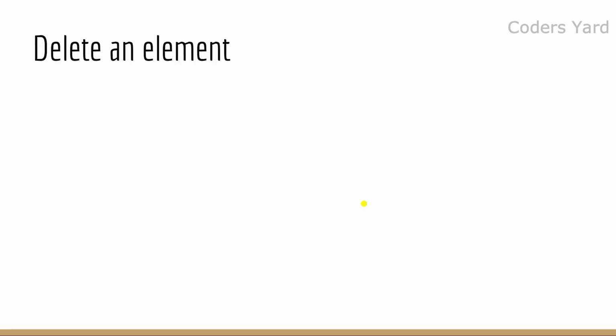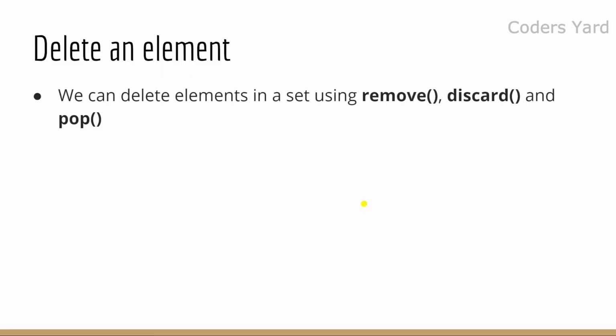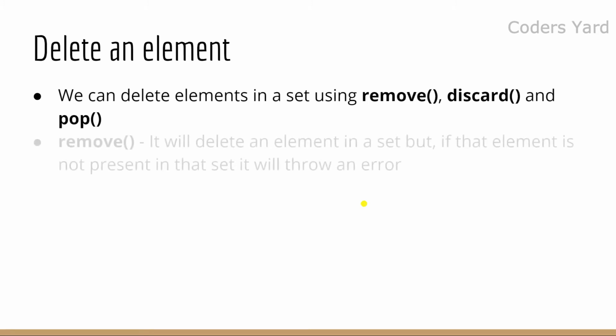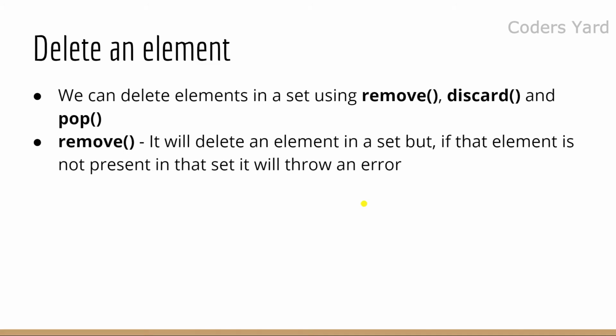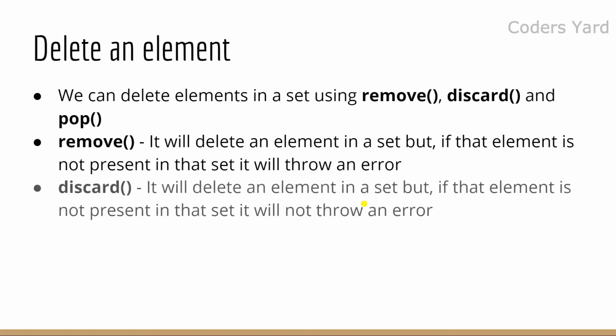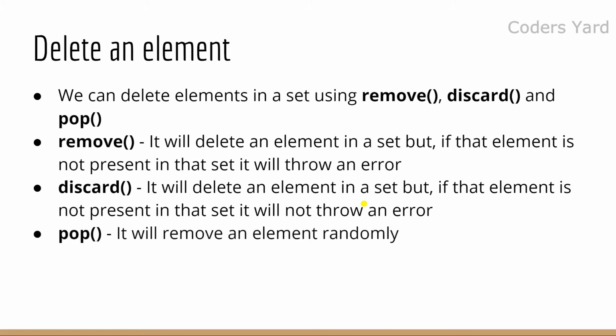How to delete an element in a set? Well, we have three methods for that: remove method, discard, and pop. The remove method will delete an element in a set, and if that element is not present in that set, it will throw an error, and this is a drawback. So for that you have to use a discard method, and this method will delete an element in a set. If that element is not present in that set, it will not throw an error. The pop method will randomly delete an element from a set.